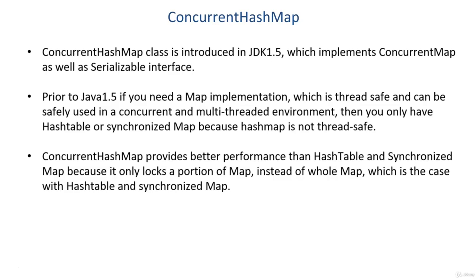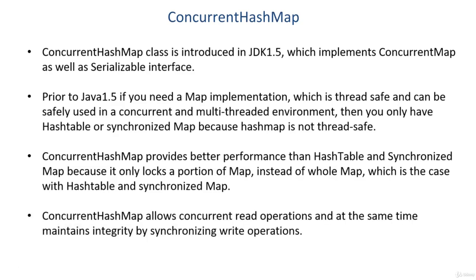ConcurrentHashMap provides better performance than Hashtable and synchronized map because it only locks a portion of the map instead of the whole map, which is the case with Hashtable and synchronized map. ConcurrentHashMap allows concurrent read operations and at the same time maintains integrity by synchronizing write operations.